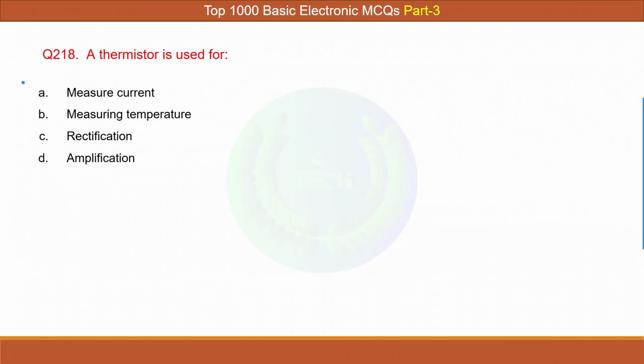Next question, question number 218. A thermistor is used for option A, measuring current, option B, measuring temperature, option C, rectification, option D, amplification. The answer is option B, measuring temperature.